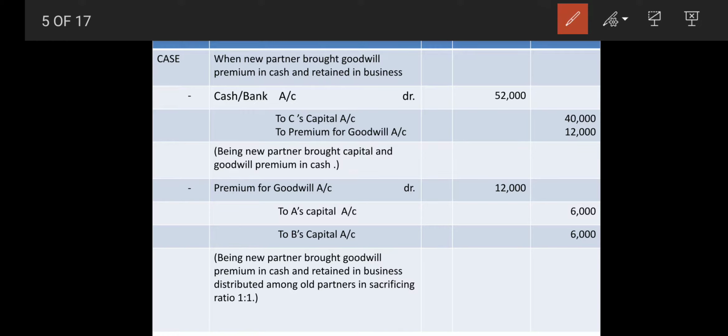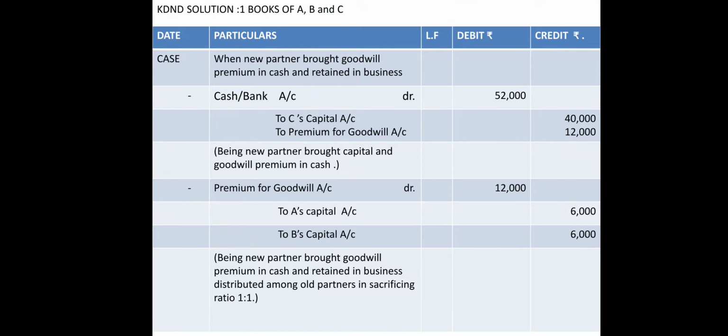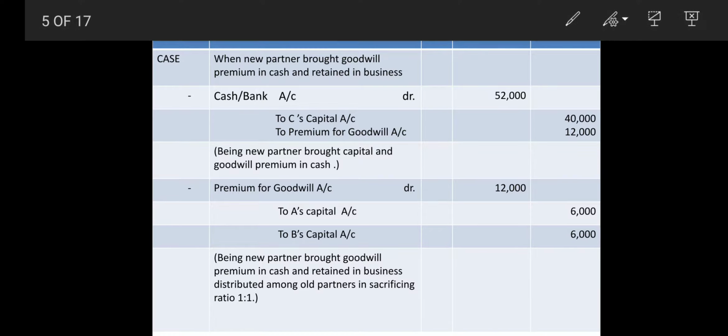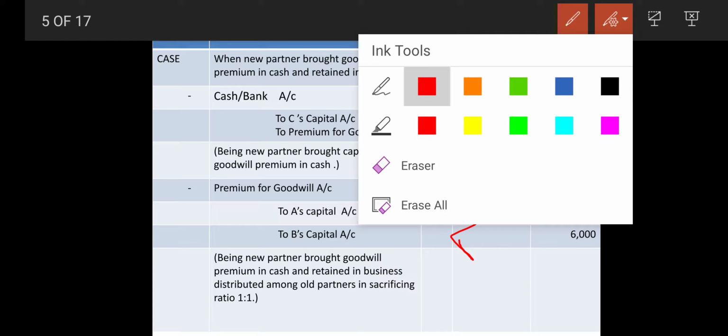Now, what is the scenario? The scenario in the sum is that you are supposed to draw journal entries for goodwill premium brought by the partners, and it is retained in the business. Nothing is mentioned in the sum, that means it will be retained in the business. So first journal entry: cash/bank account debit to C's capital and to premium for goodwill. That is 40,000, 12,000 and 52,000 is cash/bank. And then premium for goodwill account debit to A's capital and to B's capital. That is premium for goodwill distributed among the partners.